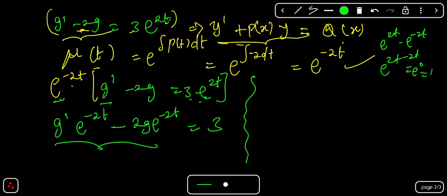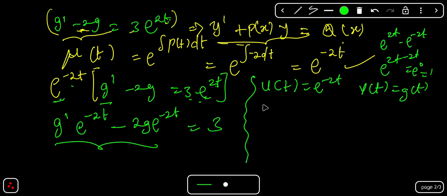Now let me quickly recall the product rule. From the product rule, don't forget that we can let u of t, so if I let u of t be equal to this e raised to the power of negative 2t, and if I let v of t be equal to the second function, which is g of t, be equal to g of t.